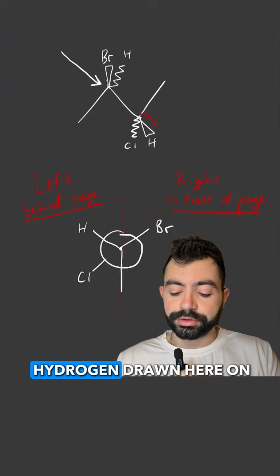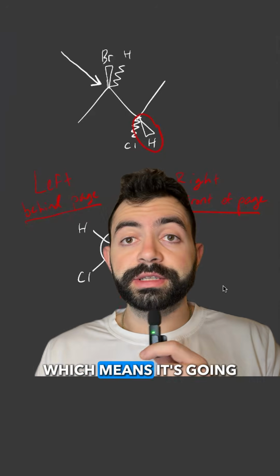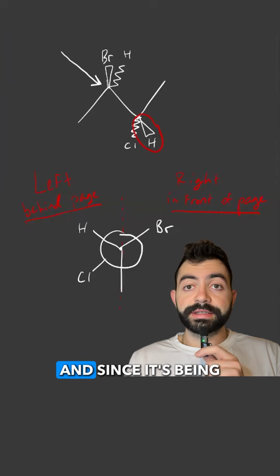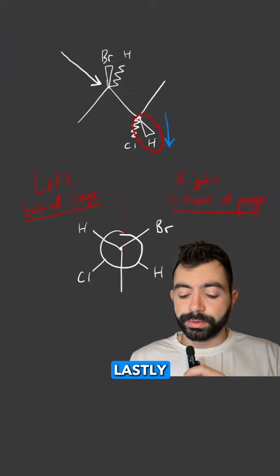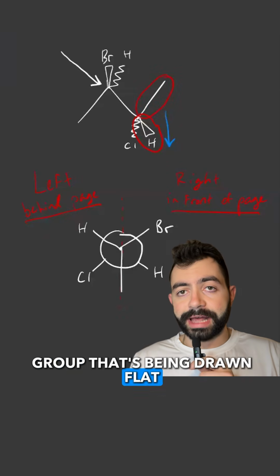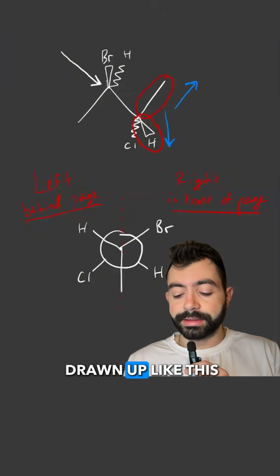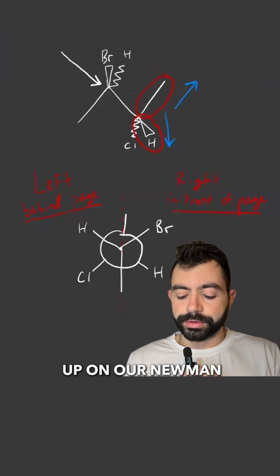Next, we have this hydrogen drawn here on a wedge, which means it's going to be on the right of our Newman projection. And since it's being drawn down like that, it is going to be on the bottom right. Lastly, we have this methyl group that's being drawn flat. And since it's being drawn up like this, we just draw it up on our Newman projection like that.